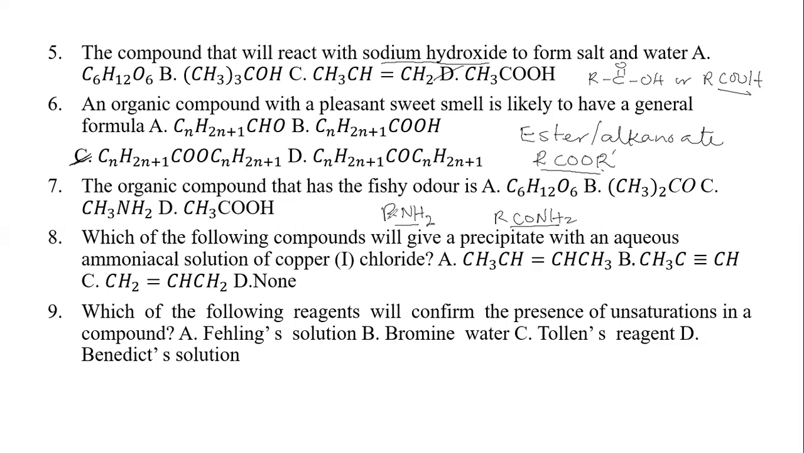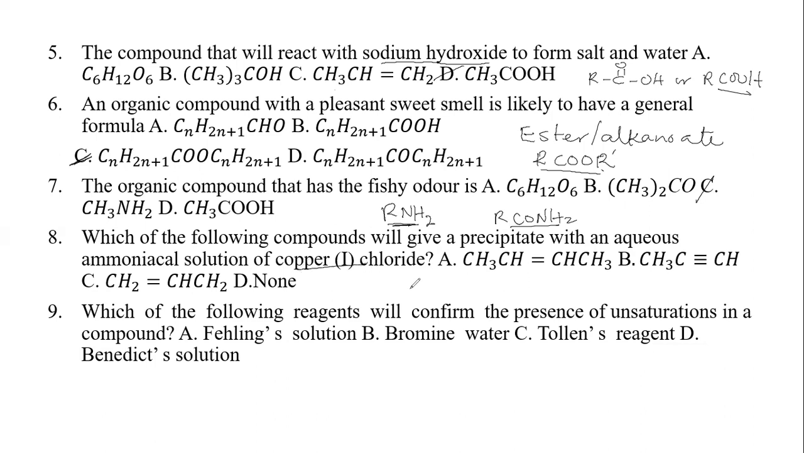All right. So therefore, amines, which are something like this, are the organic compounds that have fishy odor. They smell like fish. So that's why option C will be the correct answer for number 7. Question number 8 says: which of the following compounds will give a precipitate with aqueous ammoniacal copper 1 chloride?